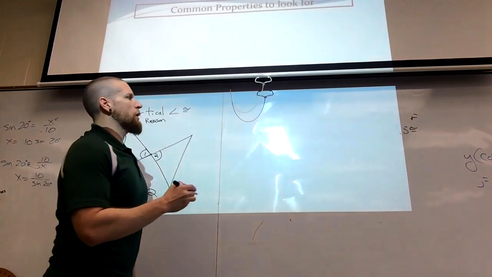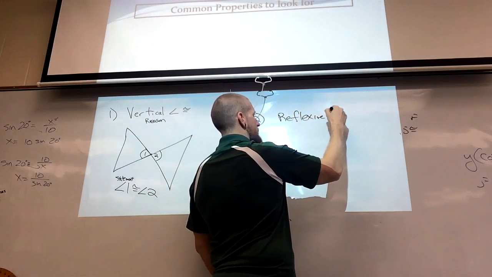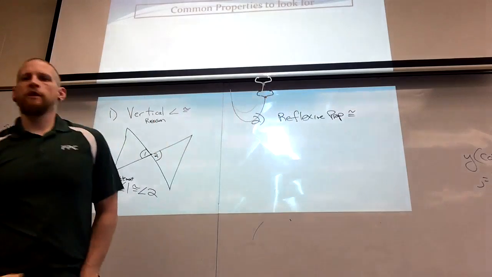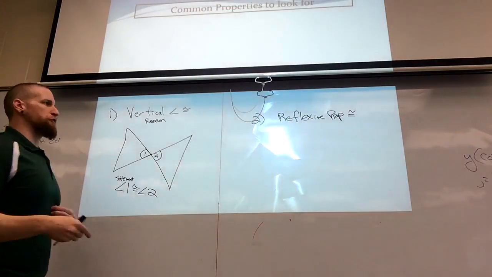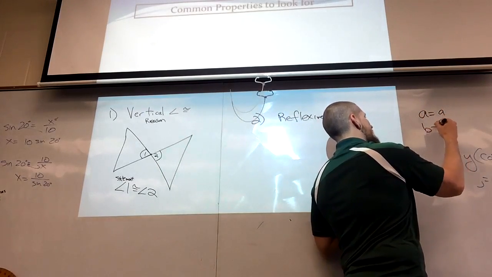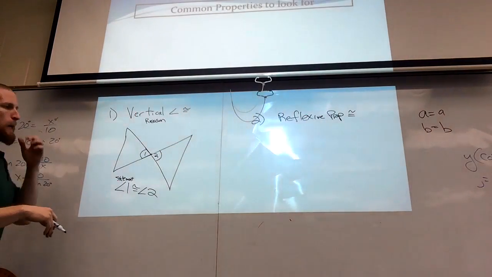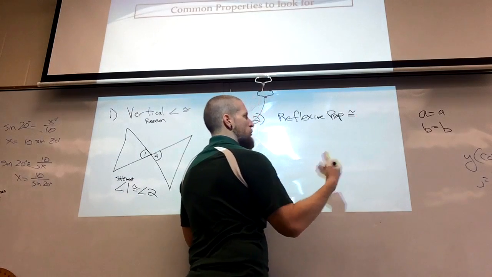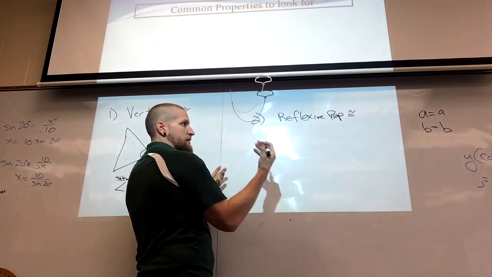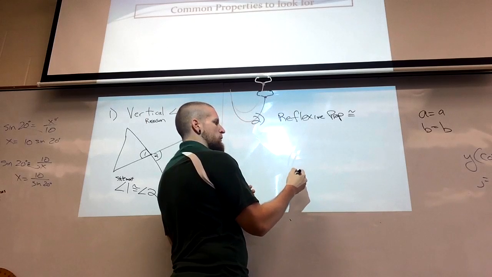Okay? The other one is going to be reflexive property. Okay? Which at the time when we did this before, if you remember, was saying things like A equals A or B equals B. Saying something is equal to itself is what reflexive was. By itself, when we dealt with it before, it wasn't very useful. But within the realm of congruency proofs, this thing actually ends up being very useful because this will produce a pair of sides or a pair of angles that are equal.